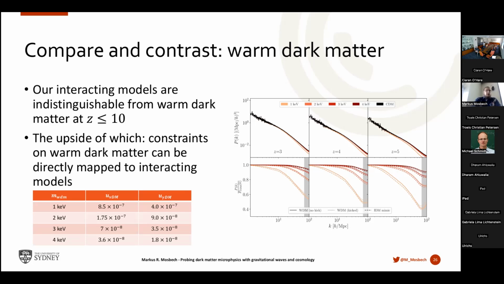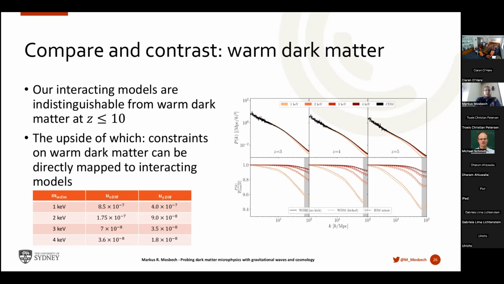We did it for essentially two ways of modeling warm dark matter. One where we just take into account the suppression of the matter power spectrum, and one where we also gave it this velocity kick because it has a higher thermal velocity. And we thought the most thorough way to do this was doing both and seeing what the difference is.